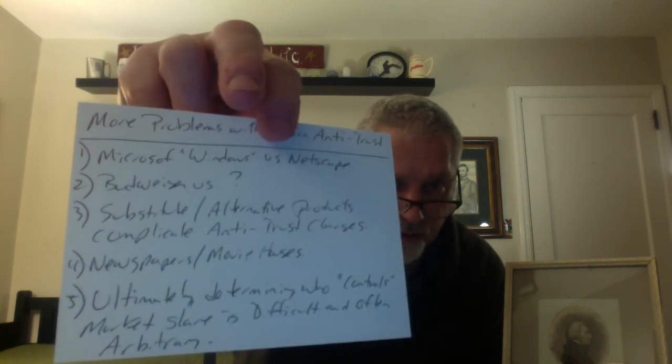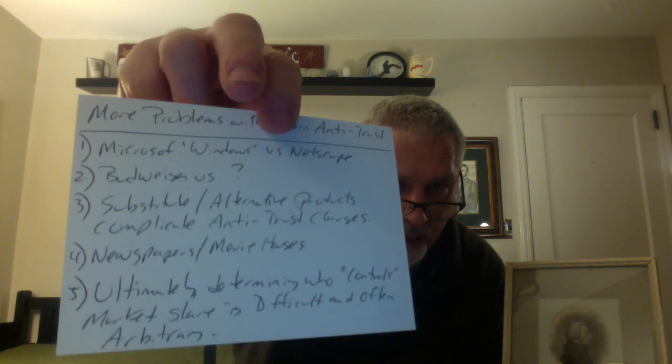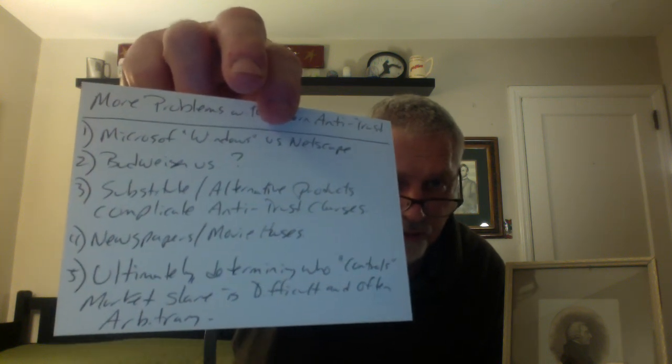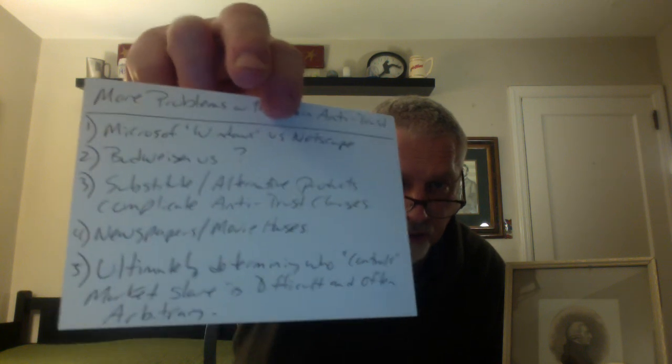Sometimes there are substitute or alternative products that complicate antitrust charges. He gives the example of newspapers and movie houses where people were being sued, but really no market had been captured by a particular firm. In fact, for newspapers, most are going out of business because people don't read very much anymore, at least traditional forms of print media.